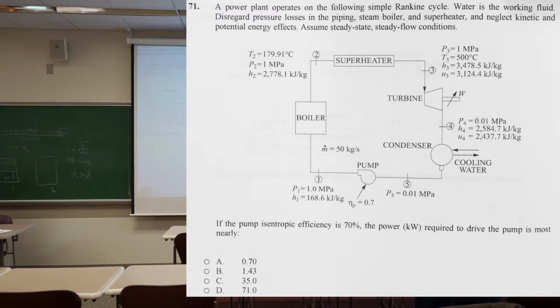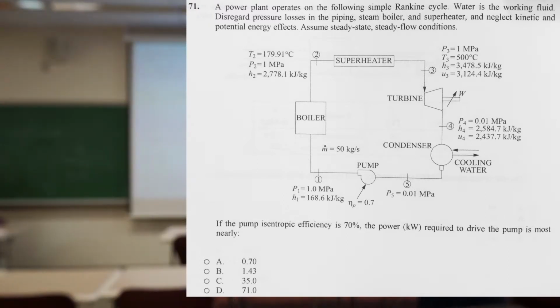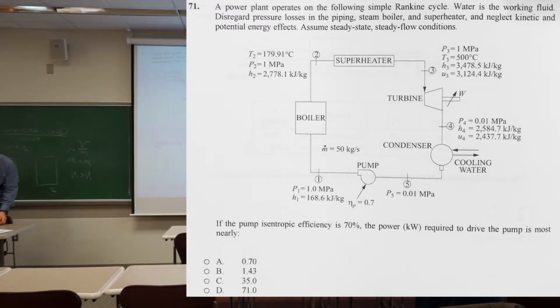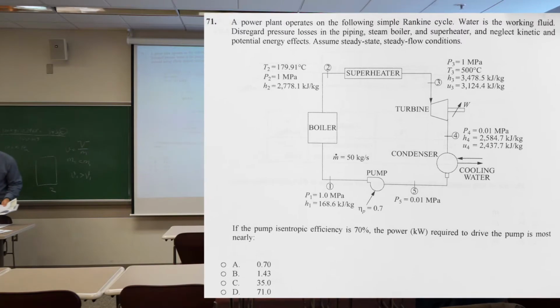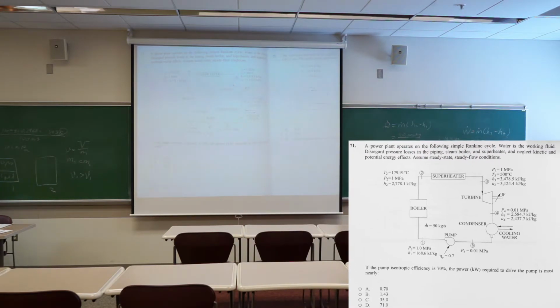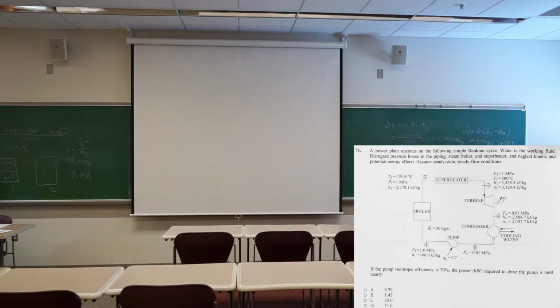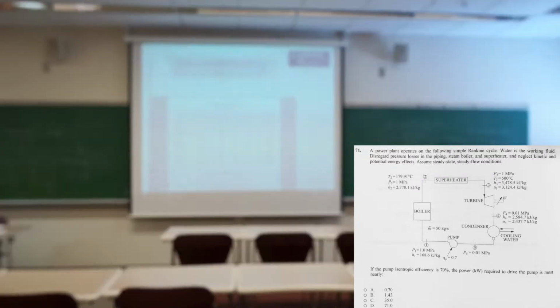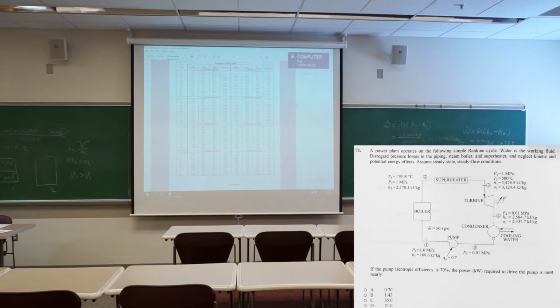'71, you do need to go to the handbook because it provided the isentropic efficiency. So you need to go to page 86.